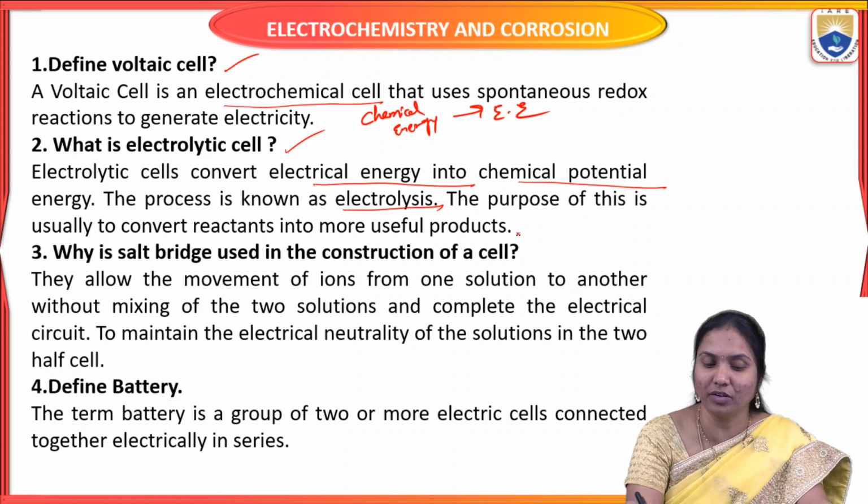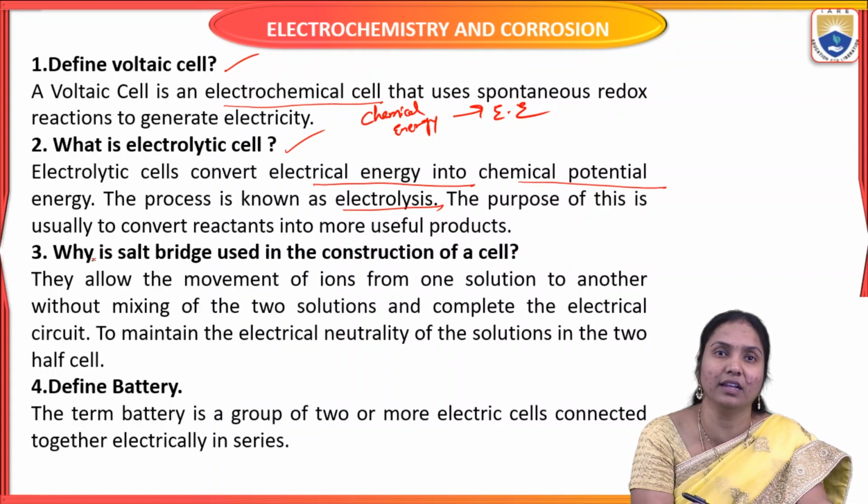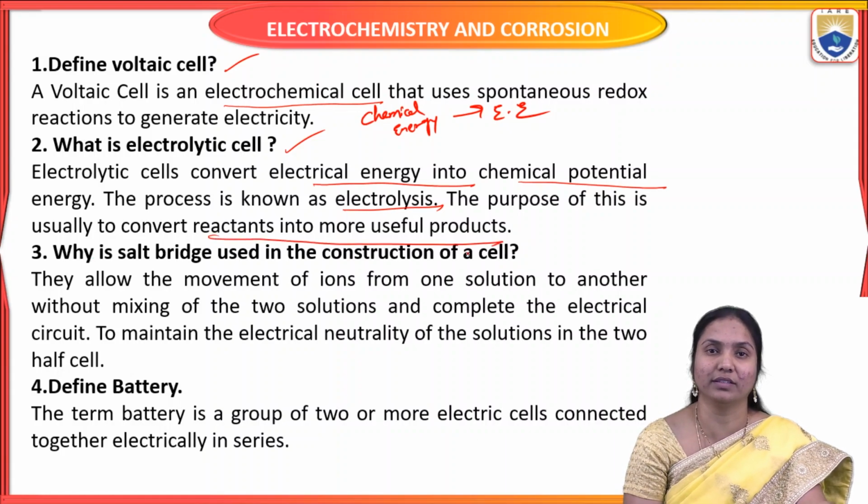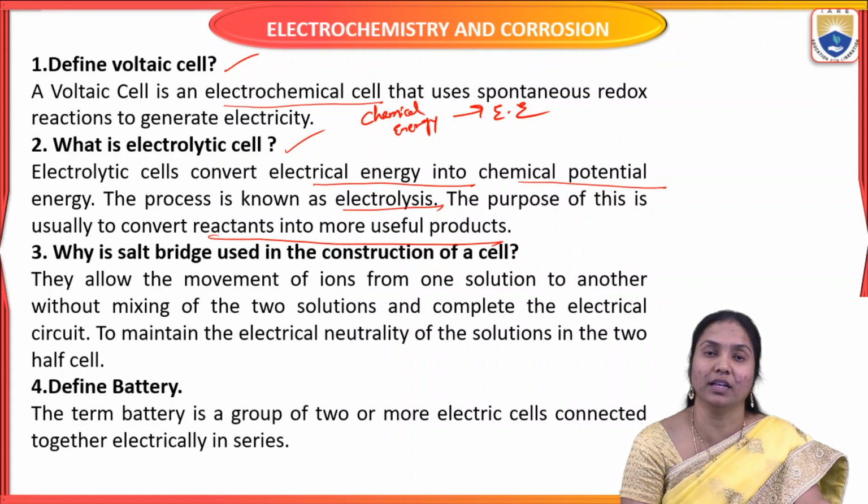The main purpose of this electrolytic cell is to convert reactants into more useful products. So this is completely reversed to the electrochemical cell. An electrochemical cell converts chemical energy into electrical energy, but an electrolytic cell converts electrical energy into chemical energy. The main purpose of this is usually to convert reactants into more useful products. This is called an electrolytic cell.